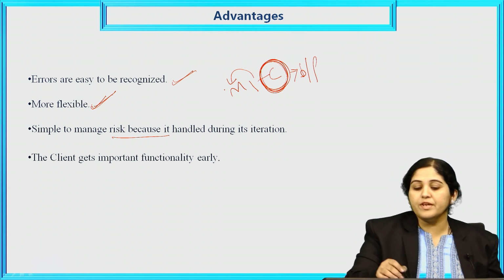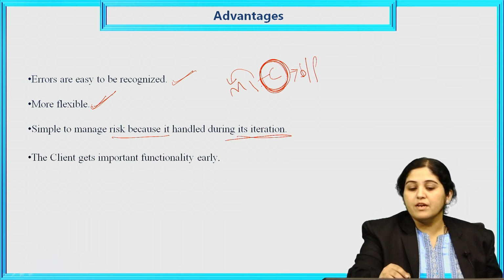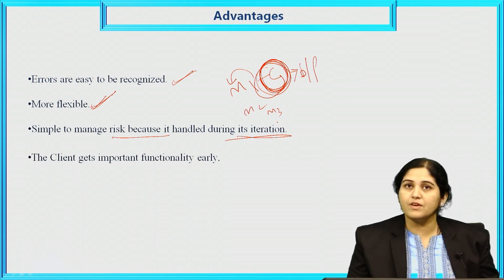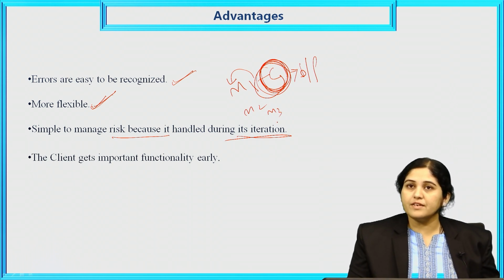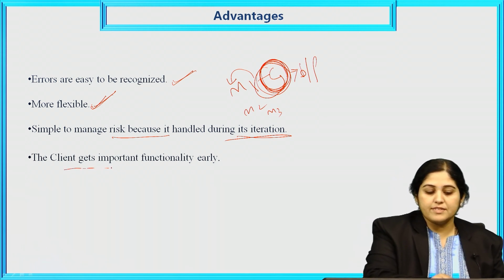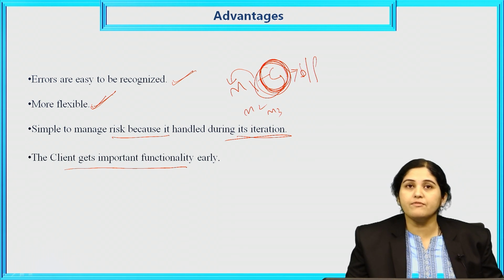Okay, so during its iteration, that's what they are continuously using, and continuously, one after another, we are developing models, so they are integrated with each other. Based on that, it is easy to manage the risk. Okay, so the next advantage is that the client gets important functionality early.